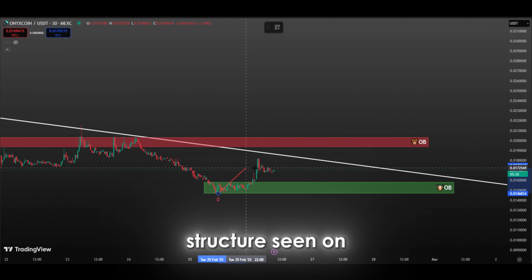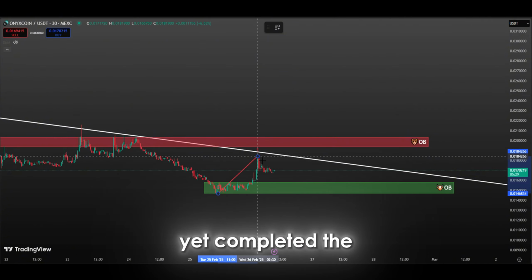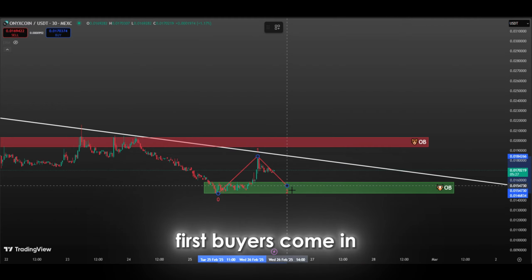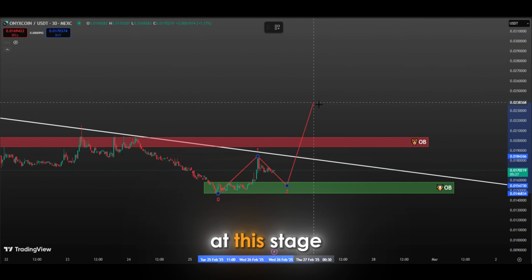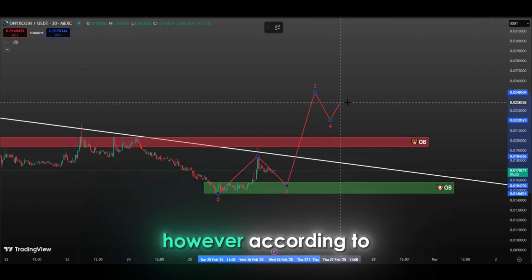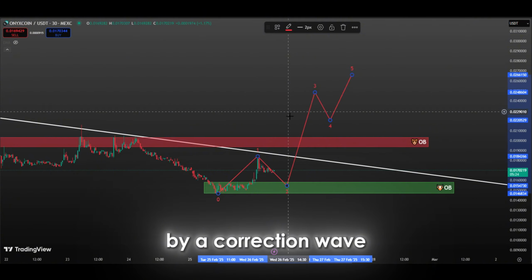Looking at the structure seen on the chart right now, the price has formed the first wave, but has not yet completed the second wave. The first wave is usually an area where the market establishes a new trend, and the first buyers come in. At this stage, the price made an upward movement, and market participants started to notice the rise. However, according to Elliott theory, the first wave is usually followed by a correction wave.